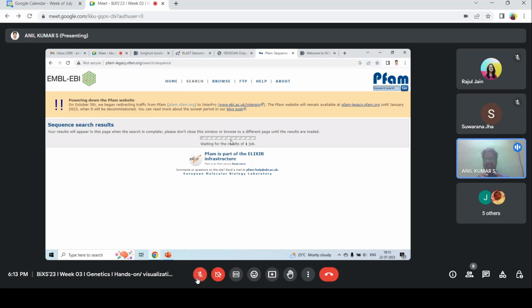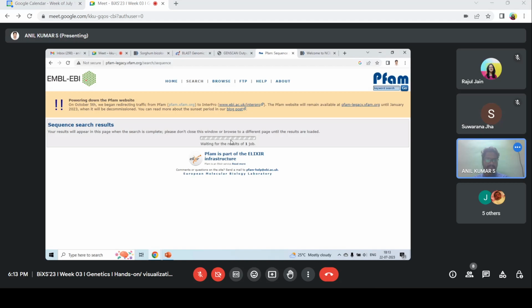We will check whether the same domain is there or not. If the same domain is there, then we can say that the gene that you had isolated with the help of databases is the same one. If there is no domain of that particular function, then we cannot call it a gene.